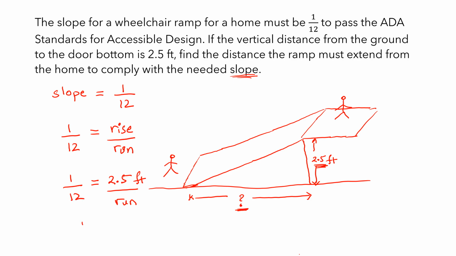If we do the cross multiplication, the run is equal to 12 times 2.5 feet, that is equal to 30 feet. So for our design of the ramp, we need to have at least 30 feet from the door of the house where this ramp should extend in order to satisfy the standard and have a safe passage.